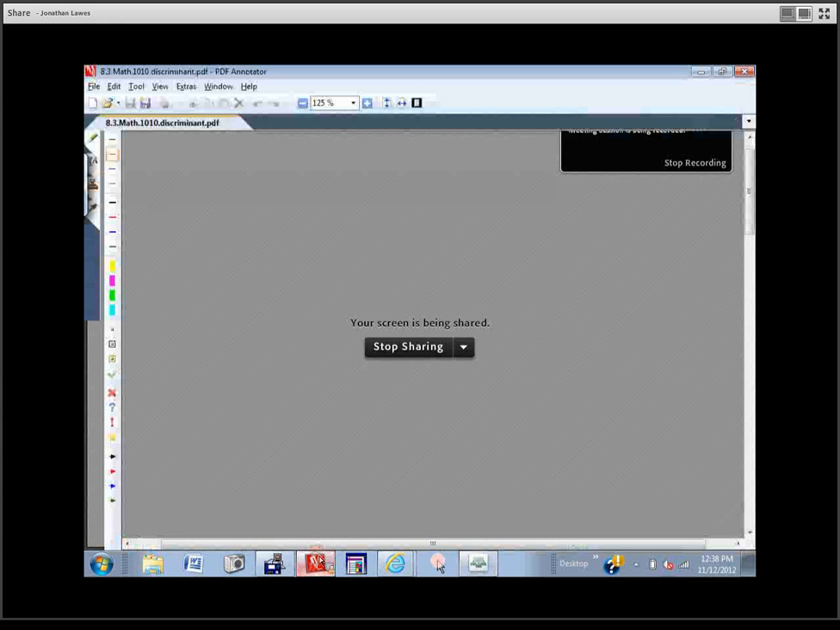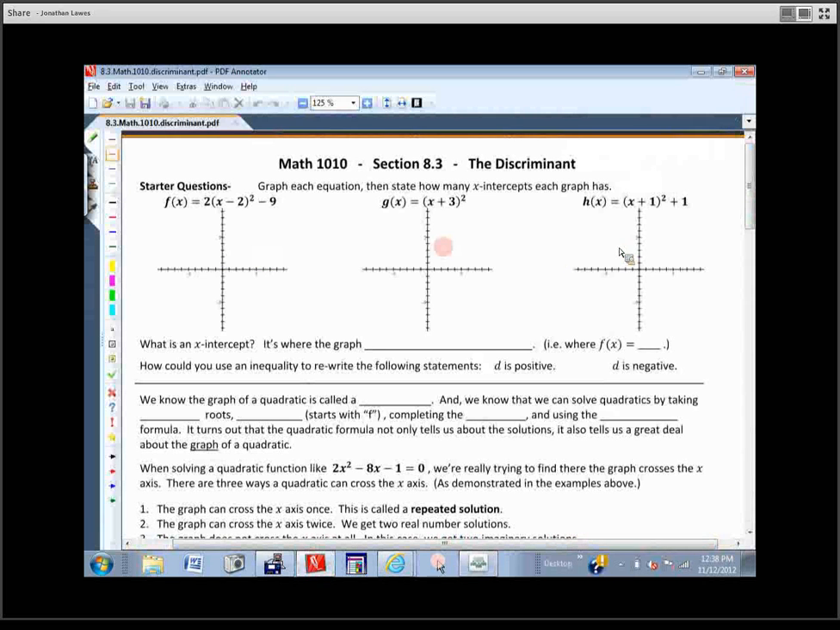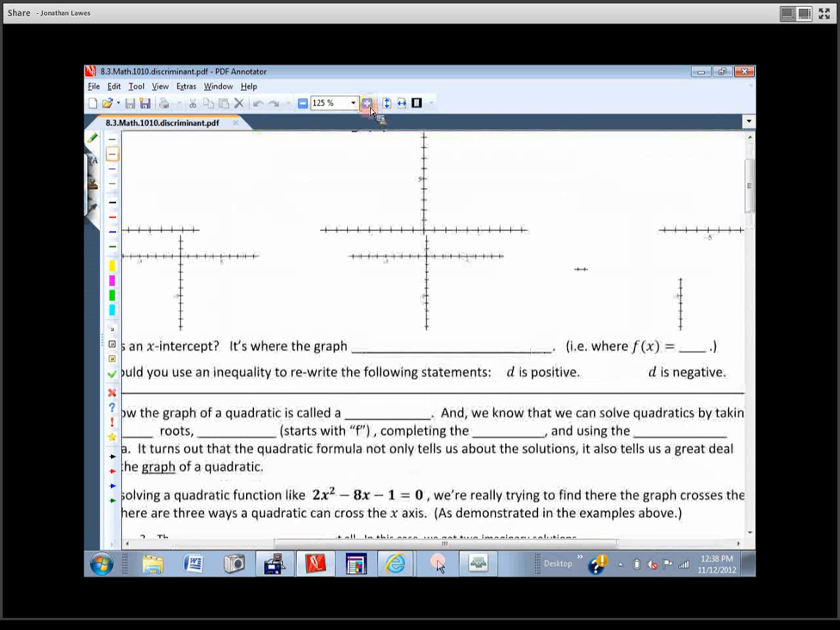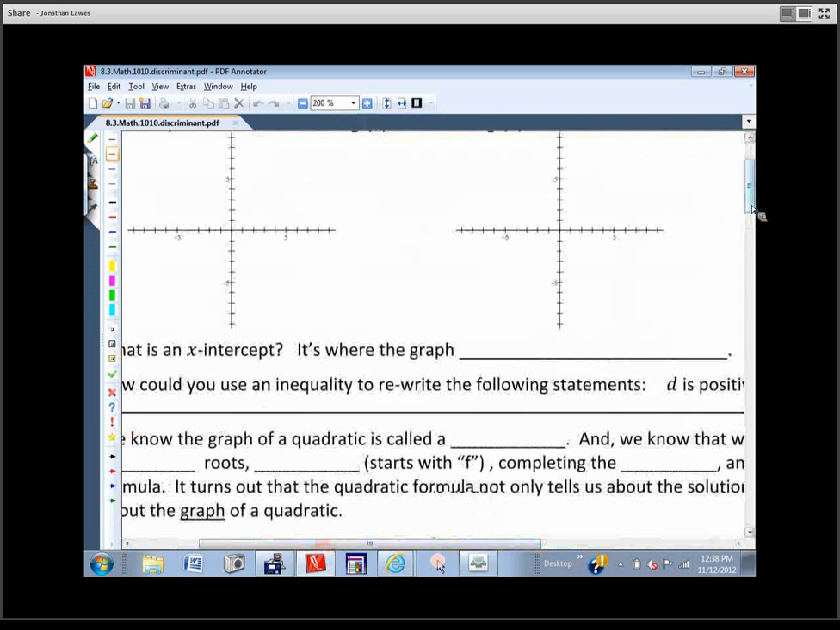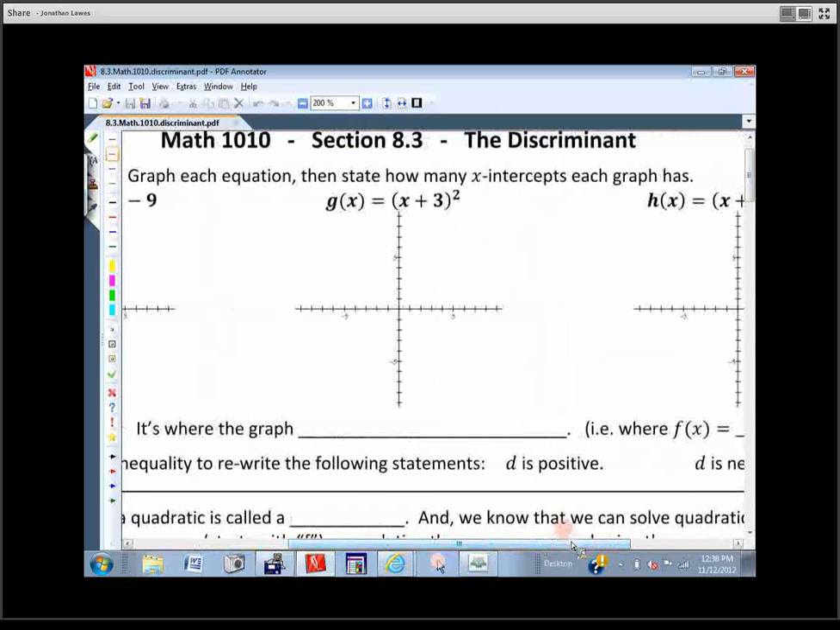Hopefully those were pretty easy. Can somebody tell me something nice about each one of these? Or tell me something that's missing from some of the ones that we did before. No fractions. Okay, so hopefully this is pretty easy. Let's see, vertex here. I'm going to blow this up so we can take a good look at it. It says just graph and then state how many x-intercepts it has.